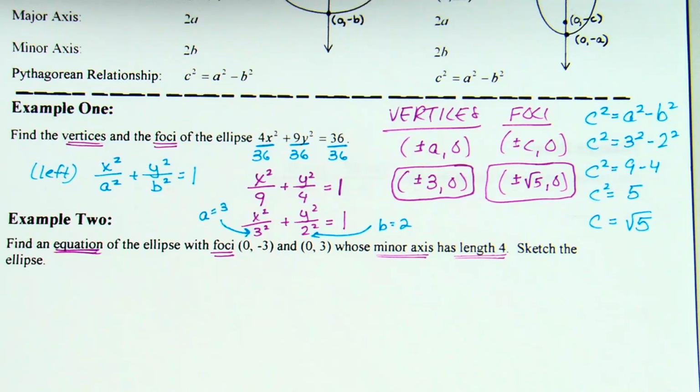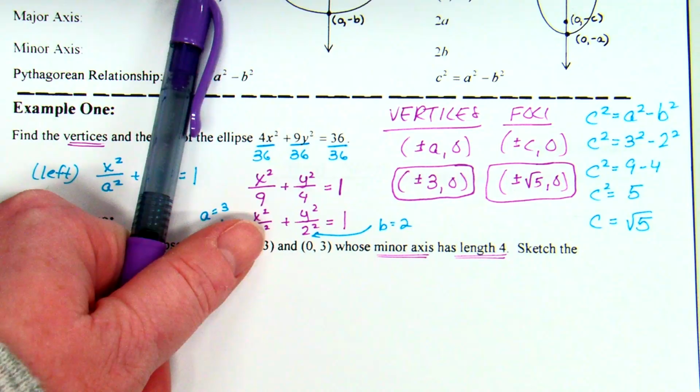I heard C and B. Okay, let's make sense of that. How do I know C? Someone said they're giving me C. Okay, it gives me foci. Go up in the chart. What's it say about foci? Well, if you're in the left column, foci are plus or minus C, 0. If you're in the right column, foci are 0, plus or minus C.